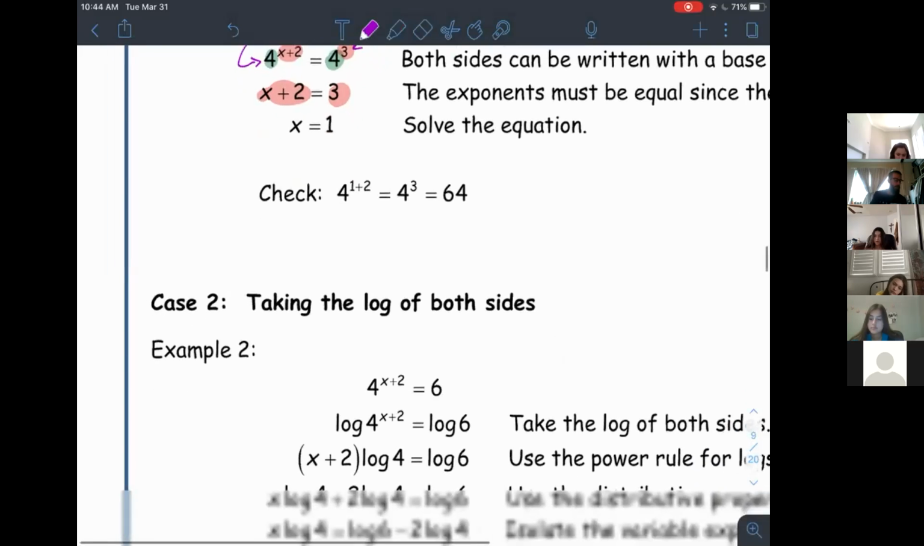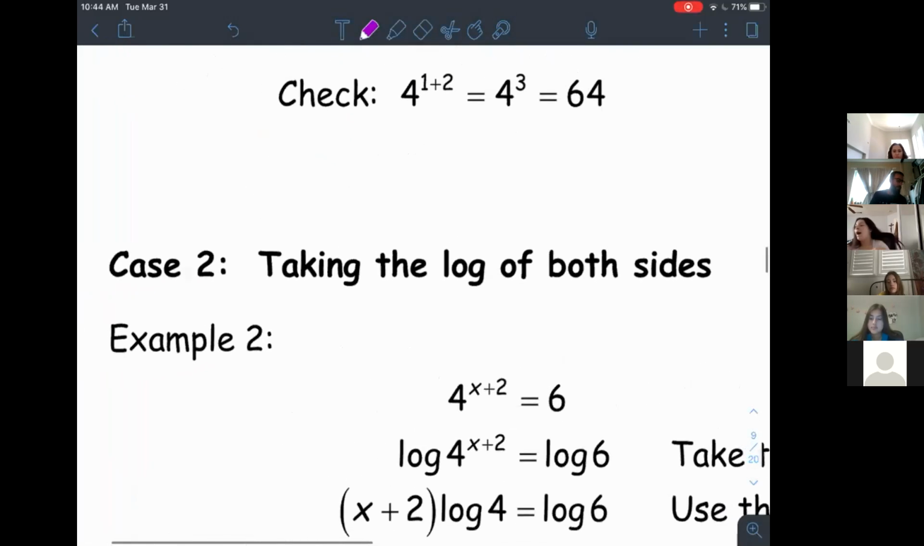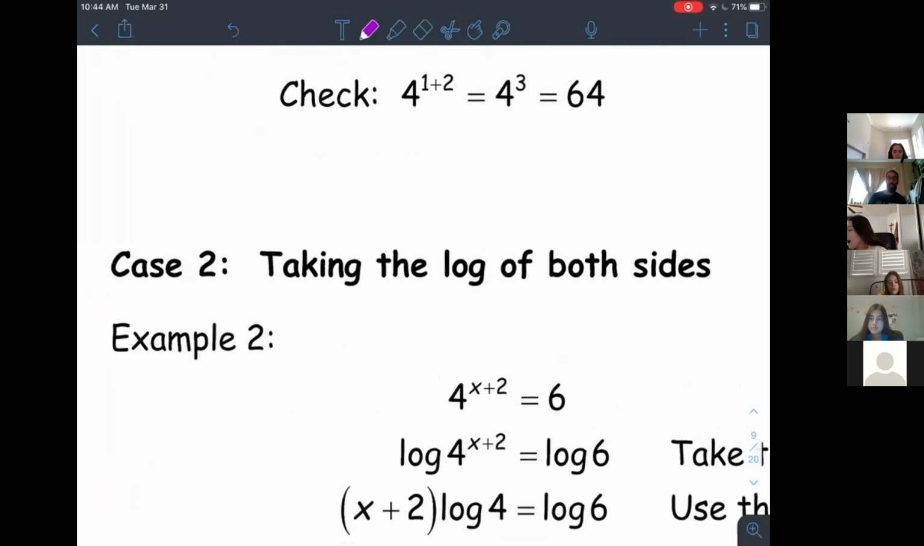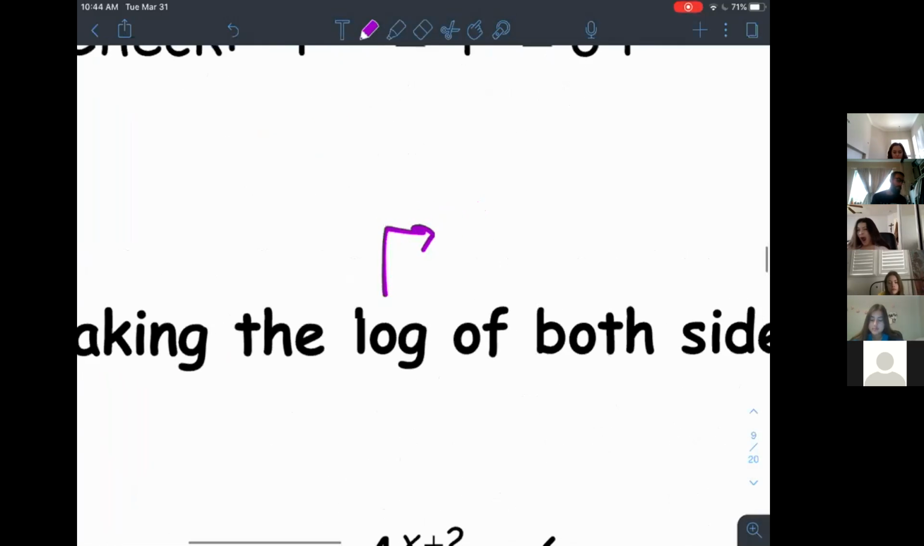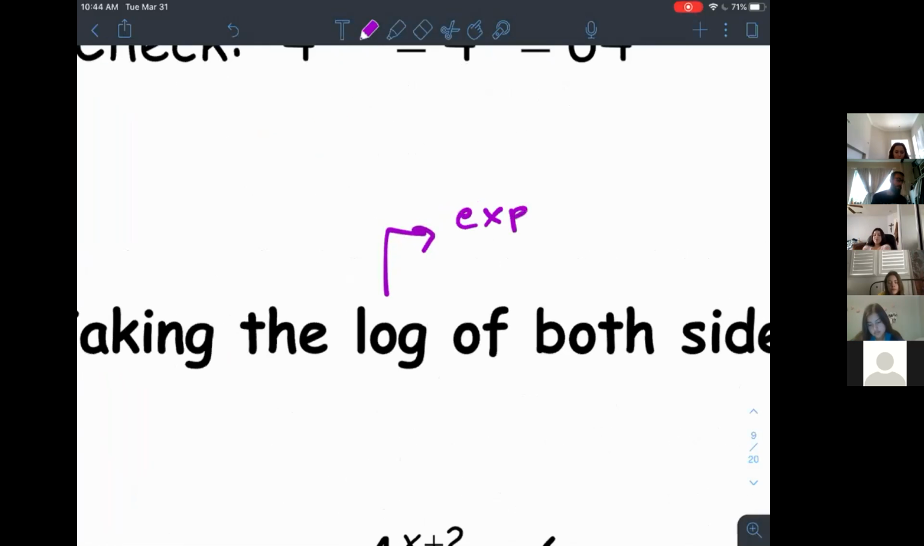Now that we've talked about logarithms, we have a second option when we're solving for exponential unknowns, and that's to take a log of both sides. Logs, they answer for exponents, so they answer exponential equations. Probably should have written the answer first. They answer exponential questions, so therefore we can use logarithms to our advantage to solve for exponential unknowns.